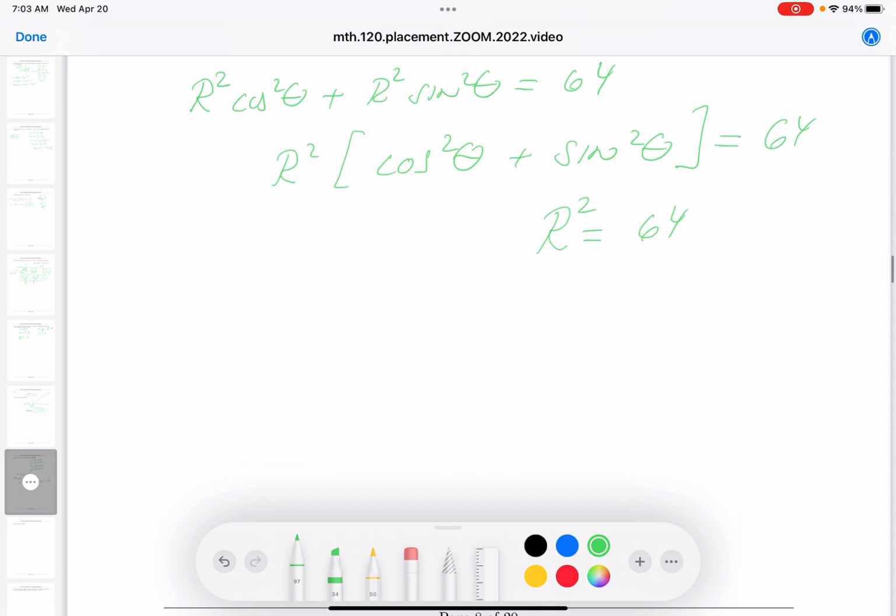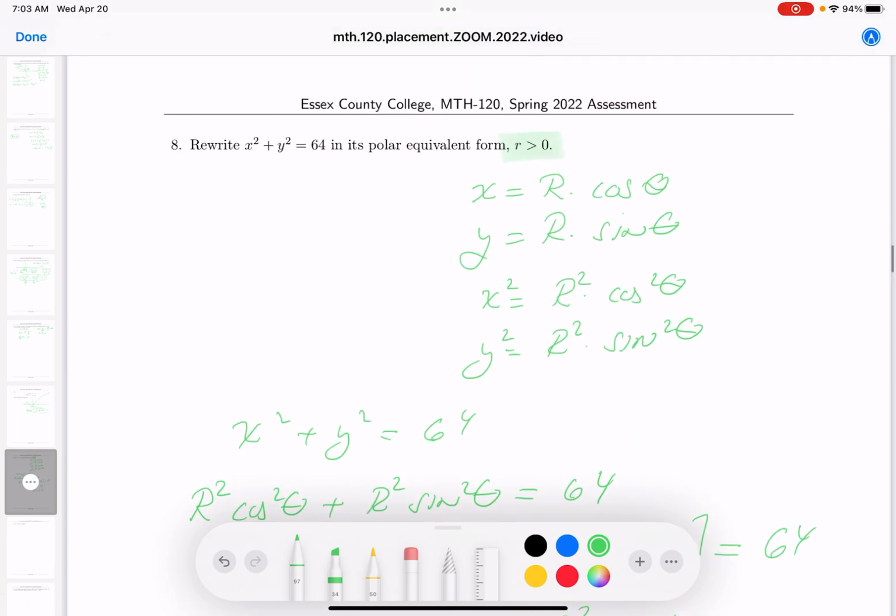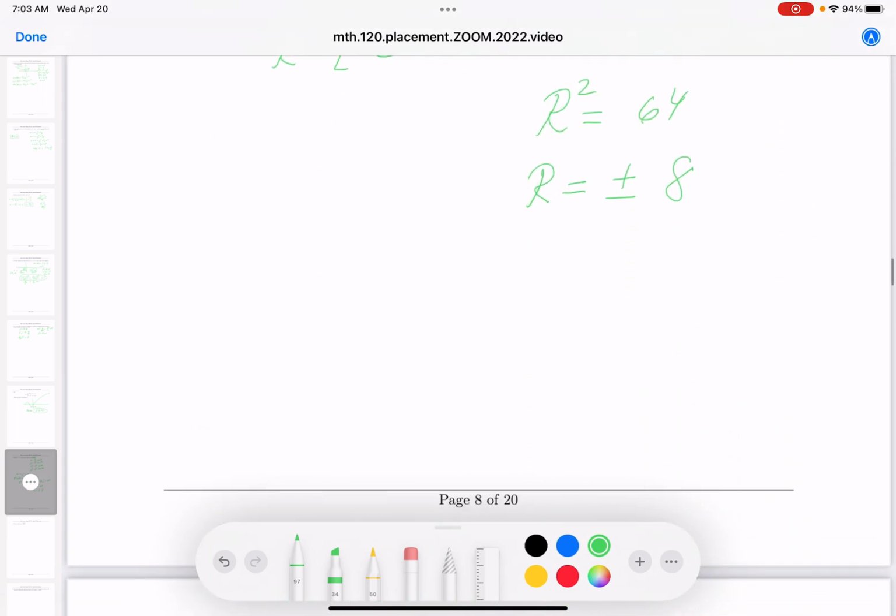Now, in truth, what's r? R could be equal to plus or minus 8. However, what did they tell me? They told me r is a positive number. So the answer over here is r must be equal to 8. And that's an equation of a circle with radius 8 centered at the origin. All right, that's problem number 8. Let's move on to problem number 9 now.